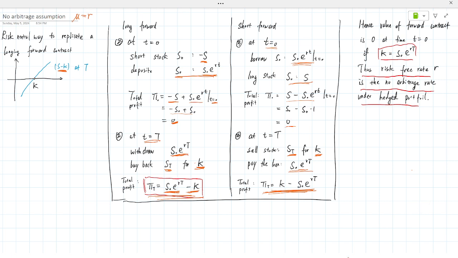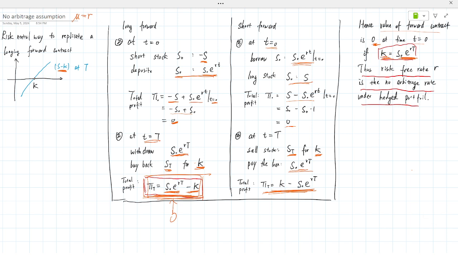That also is true, but if we want the value of the forward contract to equal 0 at time equal to 0, then this needs to equal 0. We have to create a terminal value of this equal to 0, meaning the strike price has to be S naught e to the rT.